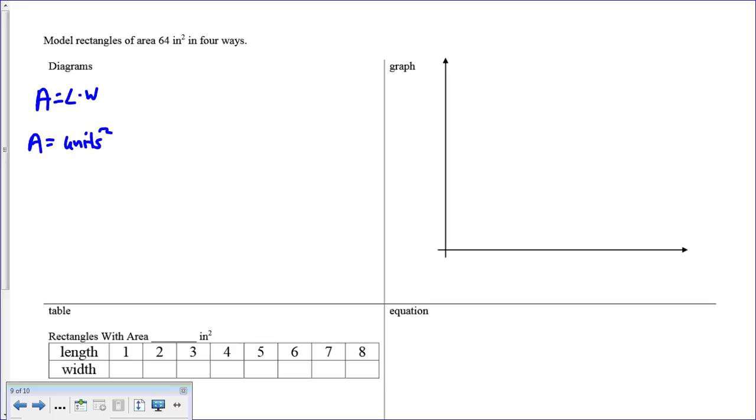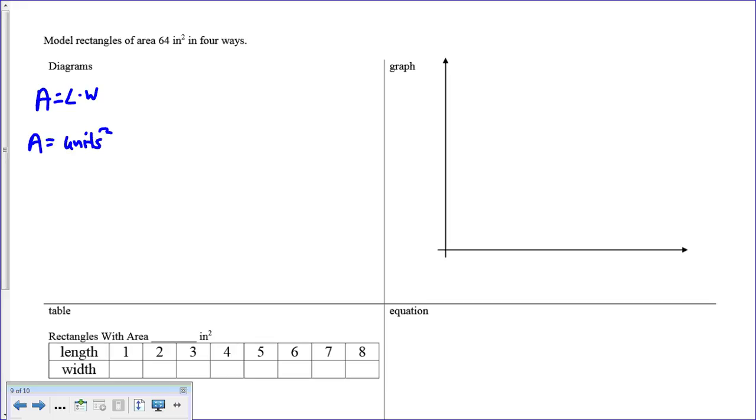So you've been given a piece of paper with several different areas to deal with. This one's 64, right? So think about the numbers that you can multiply together to give me 64. We're going to draw diagrams here. So give me one square, or one rectangle, length times the width, where you have 64 as an area.